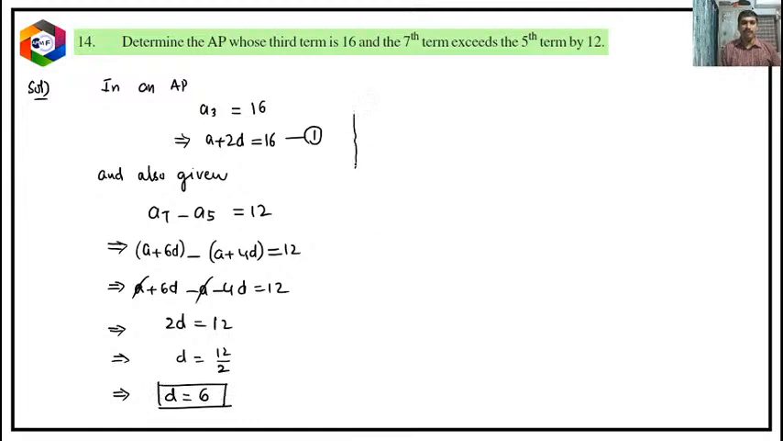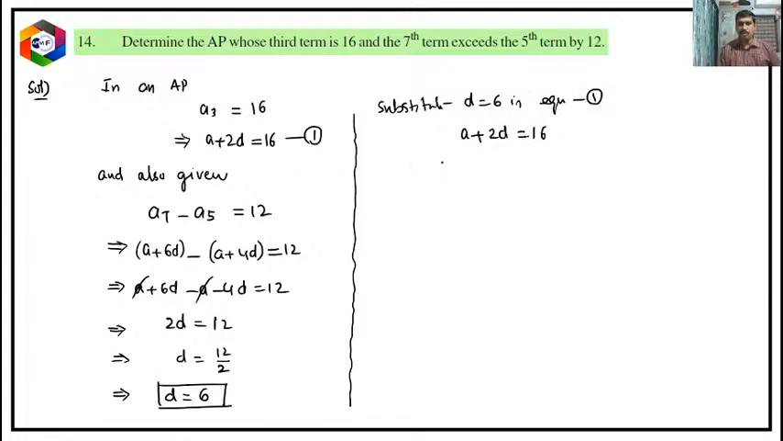Now to get the value of a, I am going to substitute the value of d in equation 1. Substitute d is equal to 6 in equation 1. What is equation 1? Okay, very good. So a plus 2d is equal to 16. Now directly replace d with 6. So a plus 2 times 6 is 12, is equal to 16.